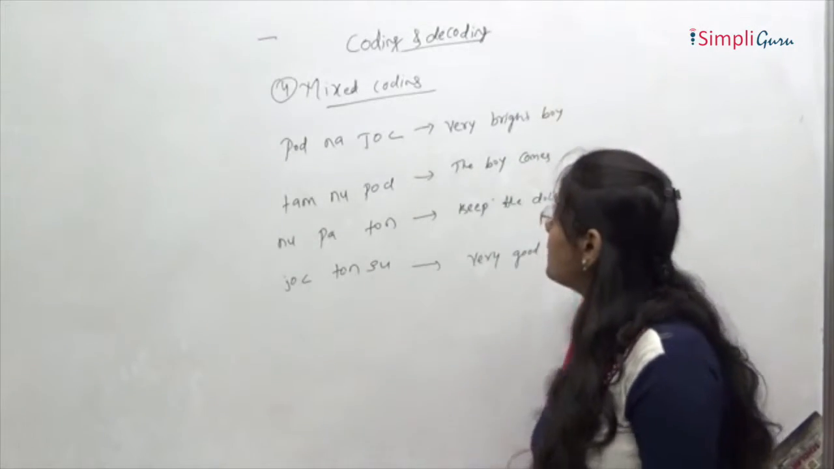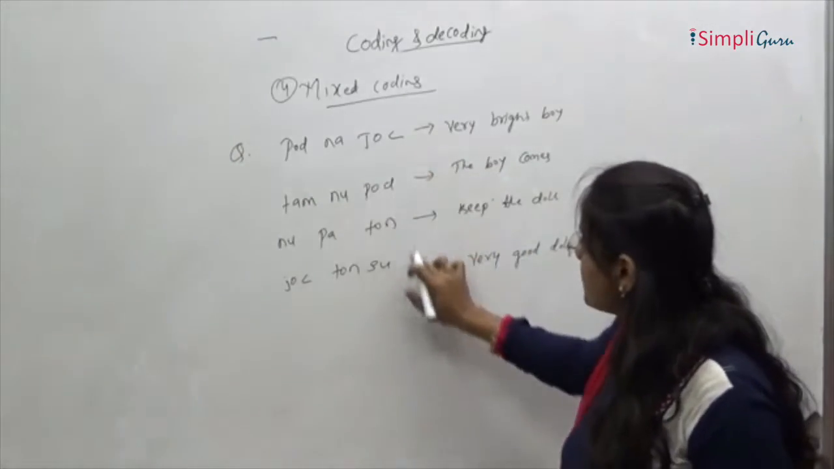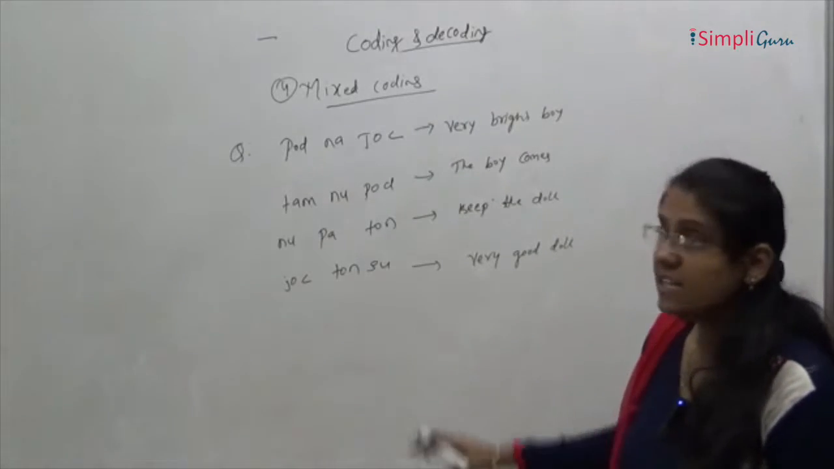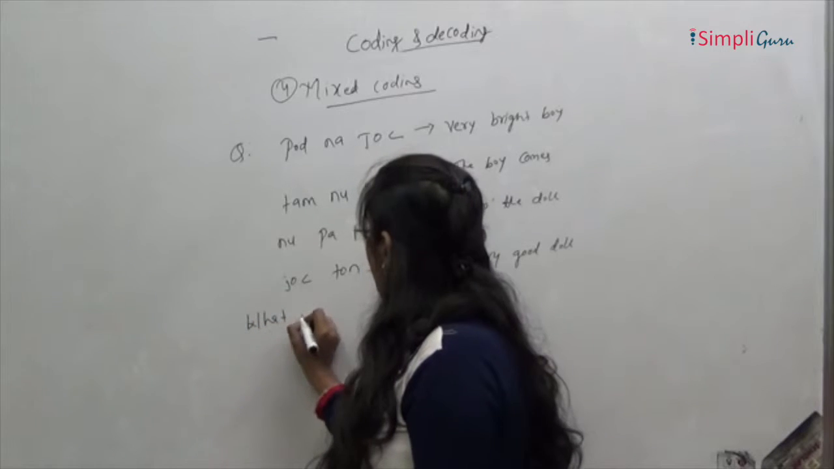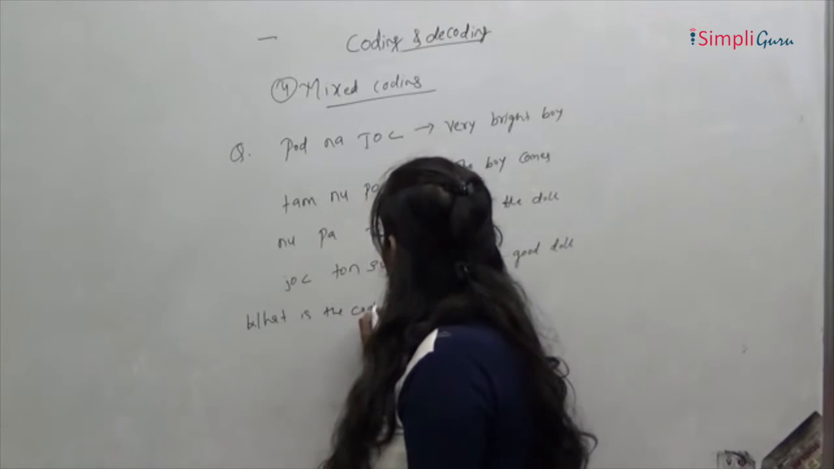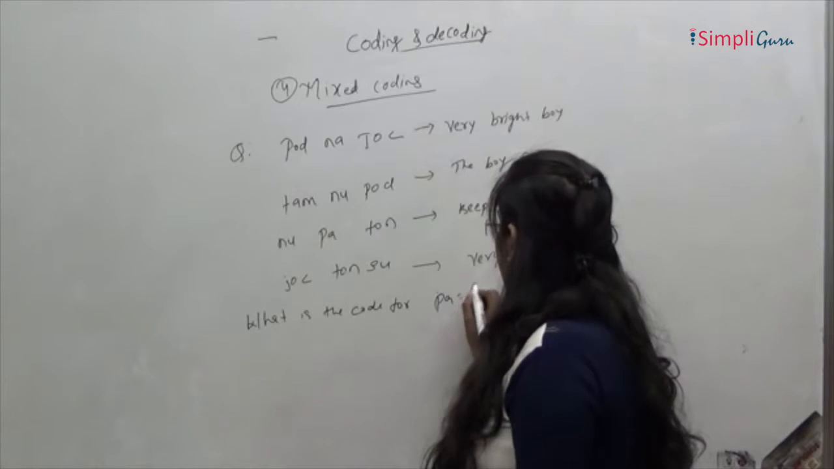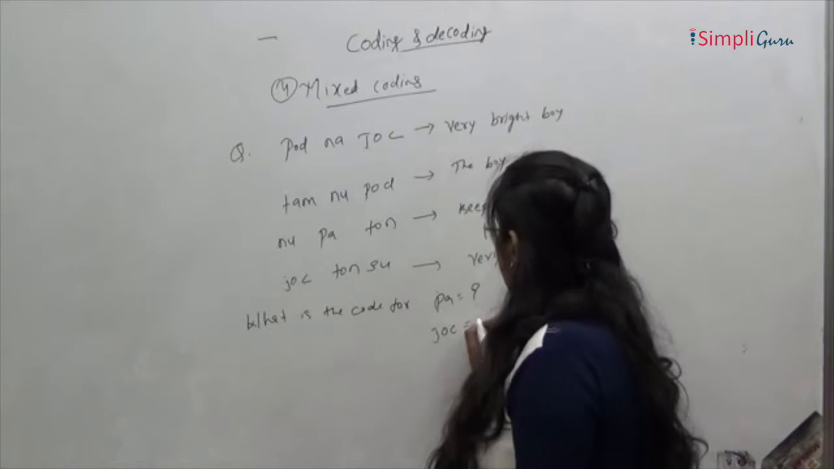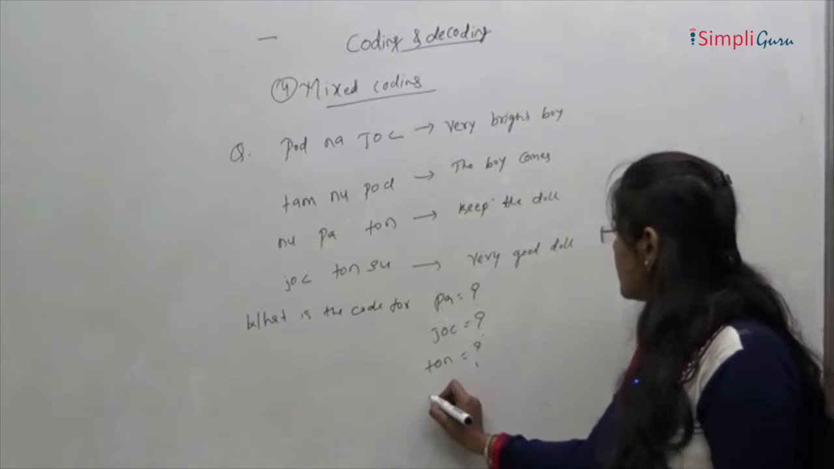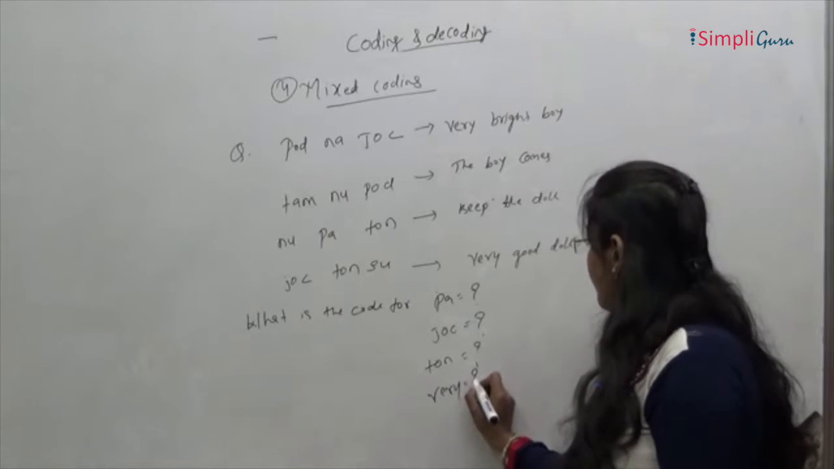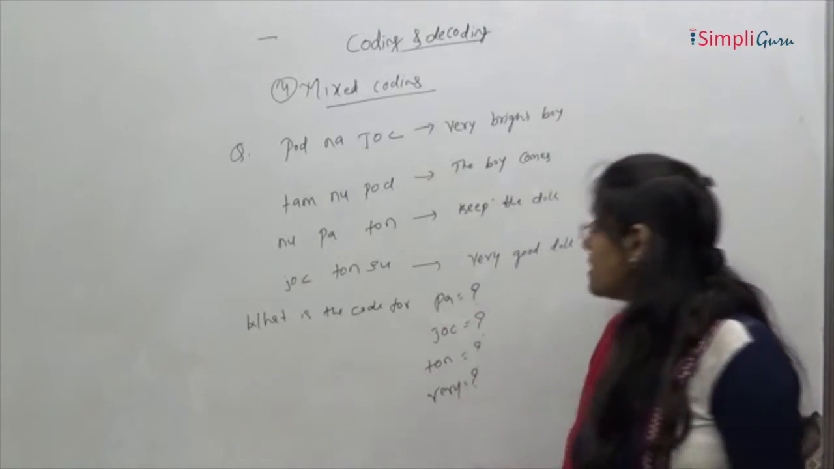So now get back to the topic. This is a full question, there are 4 different statements. I can consider it as a direction as well. After that the question will be, what is the code for pa, or jog, or ton. Anything they may ask, sometimes they may ask what is the code for the vary also. How do we analyze this?